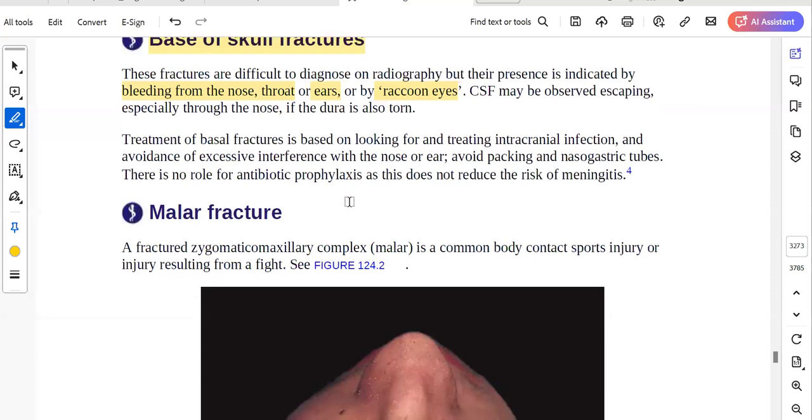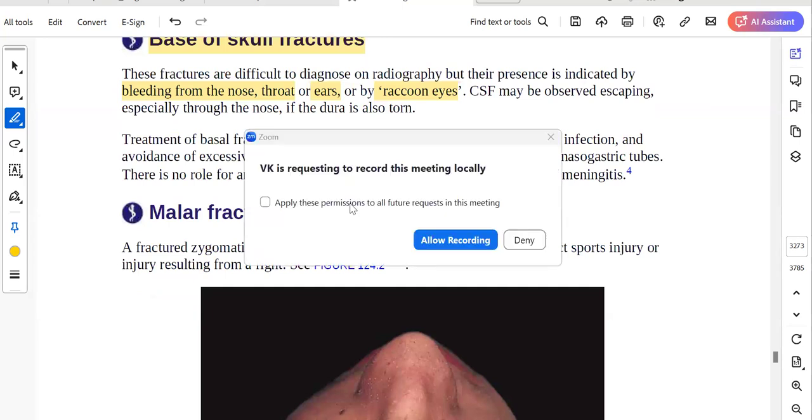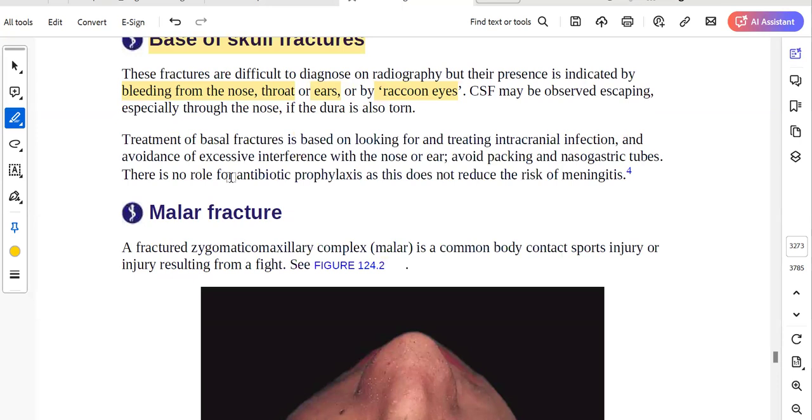So first of all, you need to do a CT or MRI to diagnose it. And after that, once you can confirm that yes, this is a base of the skull fracture, then the treatment of basal fracture is based on looking for any kind of intracranial infection. So that's how we mainly treat base of the skull fracture.